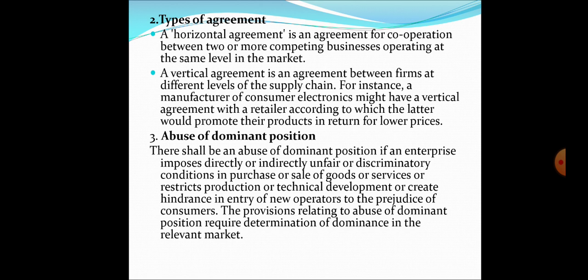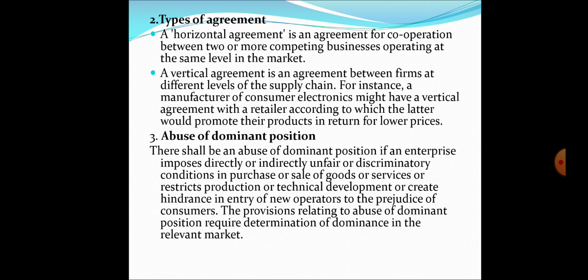Coming to the second important salient feature, that is types of agreement. Here we usually discuss two types of agreement: horizontal agreement and vertical agreement. Horizontal agreement is an agreement for cooperation between two or more competing businesses operating at the same level in the market. And vertical agreement is an agreement between firms at different levels of the supply chain. For instance, a manufacturer of consumer electronics might have a vertical agreement with a retailer, according to which the latter would promote their products in return for lower prices.